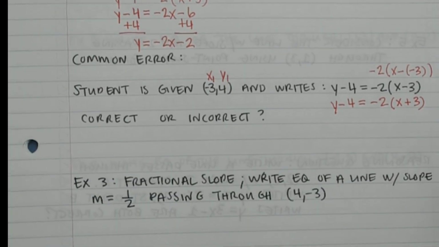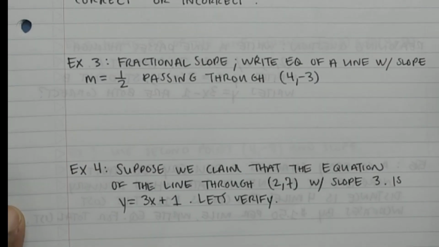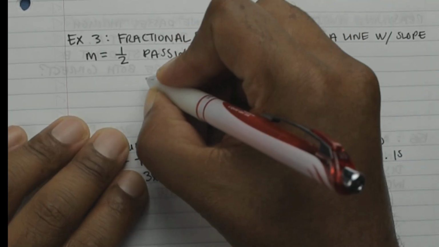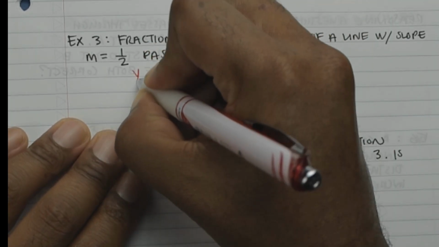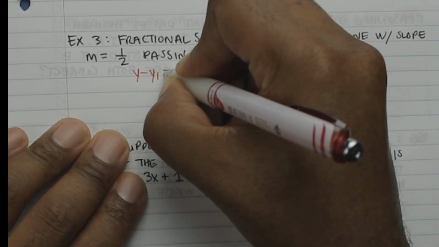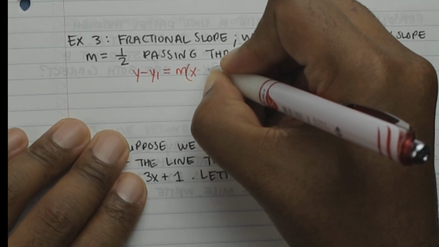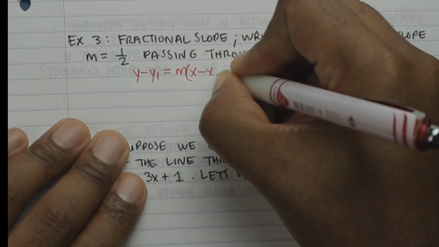Let's continue. Example number 3, fractional slopes. Write the equation of a line with a slope of m equals 1/2 passing through (4, negative 3). Using point slope formula again, y minus y1 equals m(x minus x1).